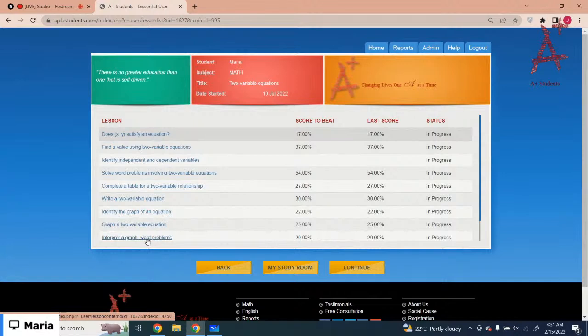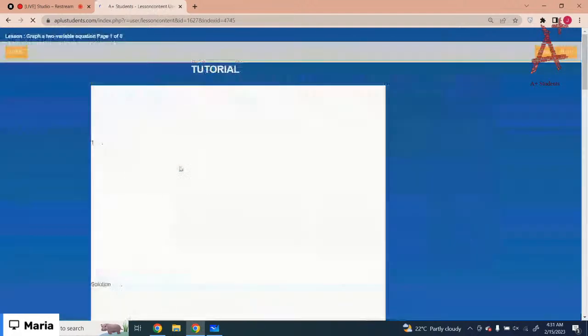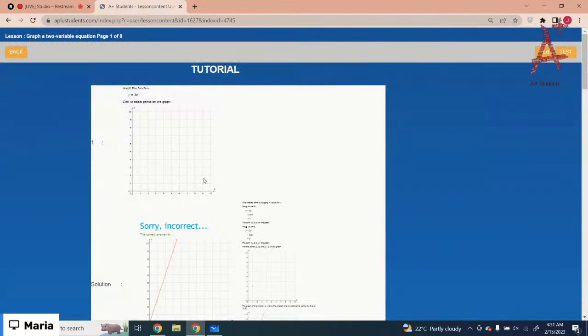Got it? Okay, the next one is graph a two variable equation. Sorry, I missed the one. Okay, you are given the equation, you have to graph the equation. Got it? Okay, the first one is graph the function y equals 3x.